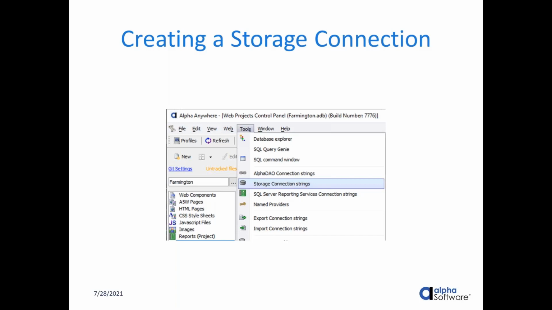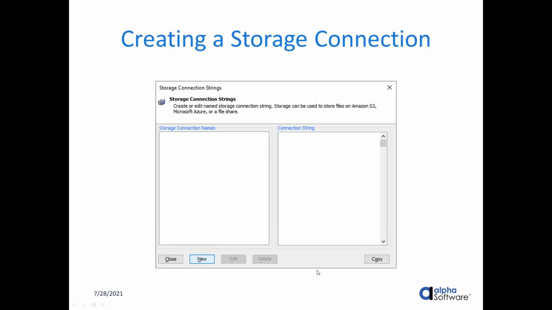But once you've done that, you can then come over to Alpha Anywhere, and in the interface on the web projects control panel, under the tools menu, there's something called storage connection strings. This is where you build your connection strings to connect your storage services. When you click on that, you're going to get a very similar dialog to the Alpha Anywhere DAO connection strings dialog. It's going to have a list of connection names on the left side and a preview of the connection string on the right.